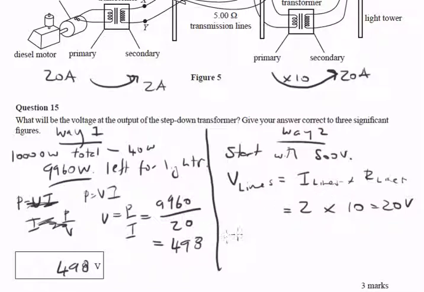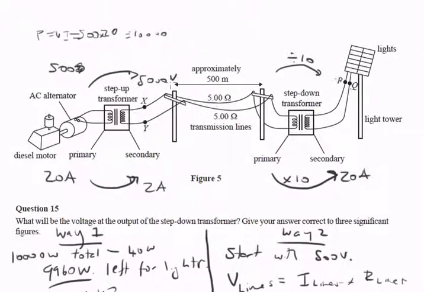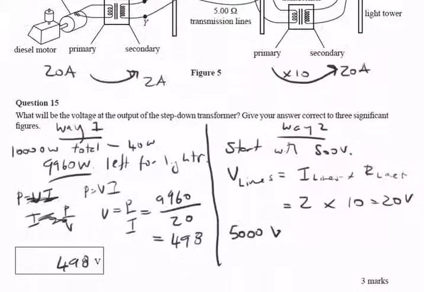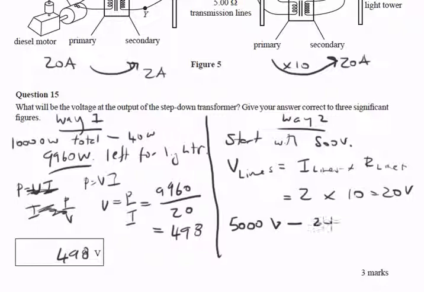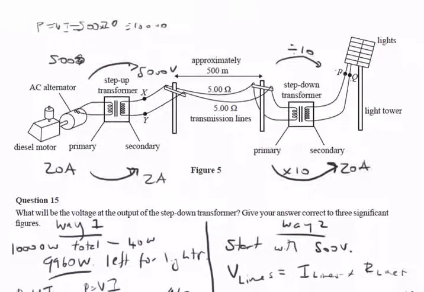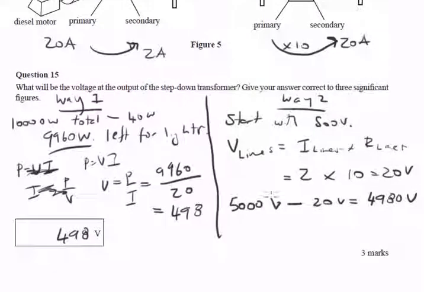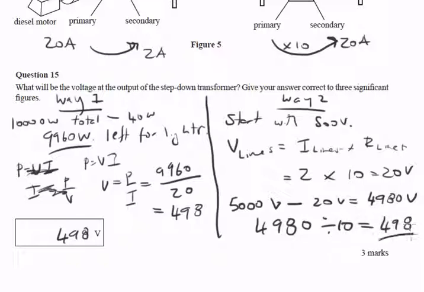In the lines there's a possible 5,000 volts to be used. We use 20. The voltage before the step down transformer is now going to be 4,980 volts. So this is what we measure here. 4,980 volts. That gets stepped down by 10. Same answer.